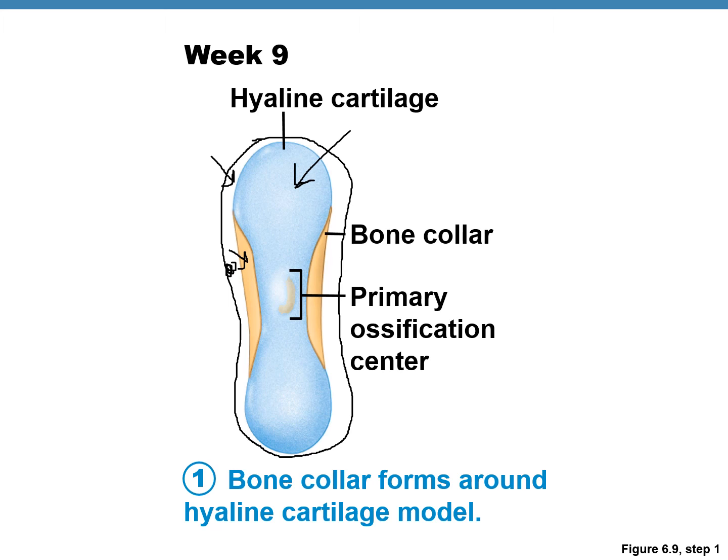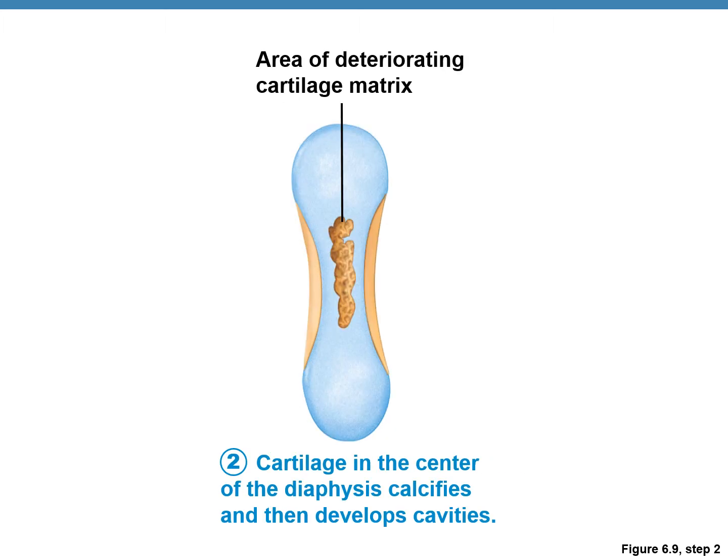So we have this bony structure covering the diaphysis of a long bone. Right inside, we see the formation of what is called the primary ossification center. So this cartilage, right in the middle of the diaphysis, becomes calcified. So chondroblasts start to secrete calcium over here. And it starts to develop this cavity.